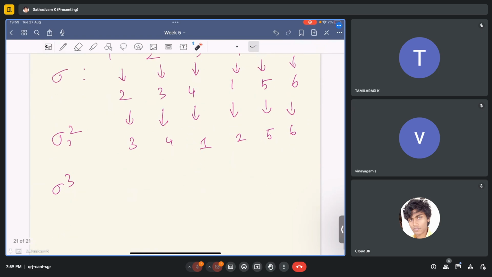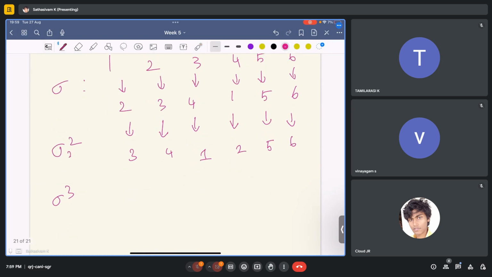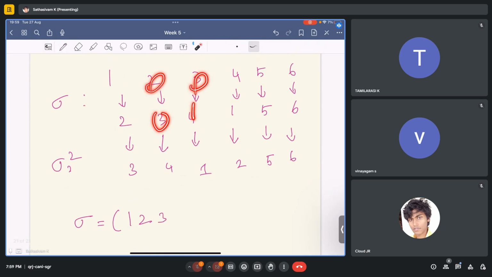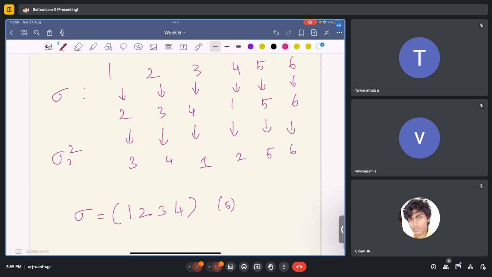But suppose I write this sigma as a product of disjoint cycles. Let me write the sigma first. 1 goes to 2, 2 goes to 3, 3 goes to 4, and 4 goes to 1. So I closed the cycle. And 5 goes to 5, 6 goes to 6.